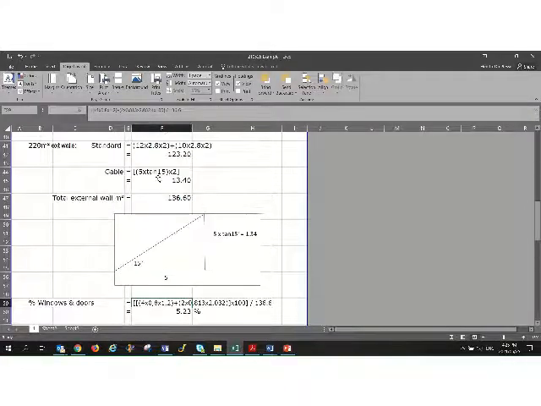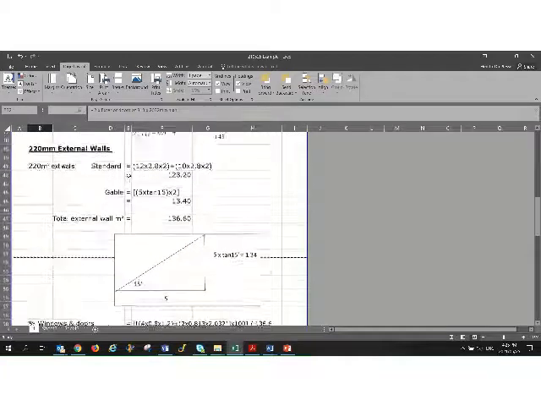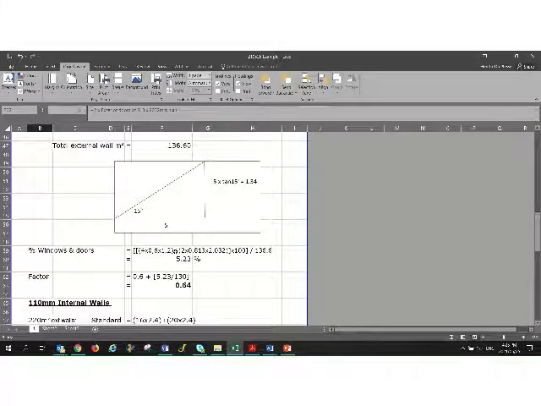So in the question it was stated that we've got 4 windows and 2 exterior doors. So you just get that perimeter, the area of your windows and your doors, times 100 to get it to a percentage, and then you divide it with your total wall area, which is 136.6, to get to a percentage. Okay, so that's the first step that you need to do.